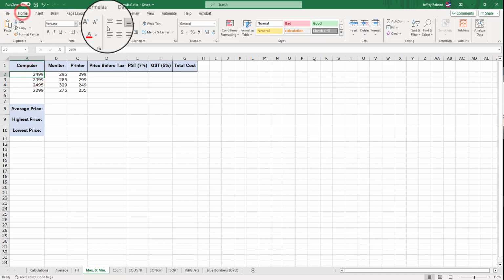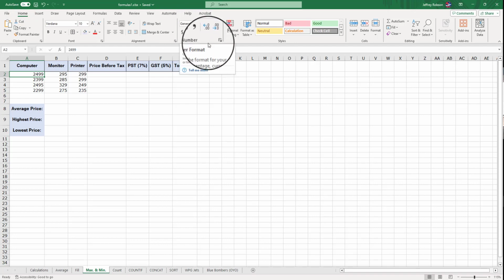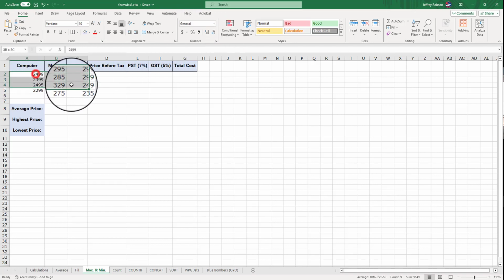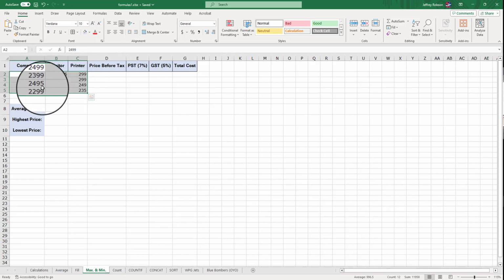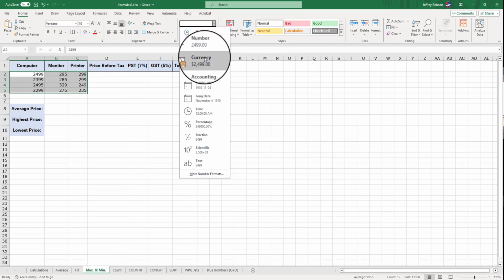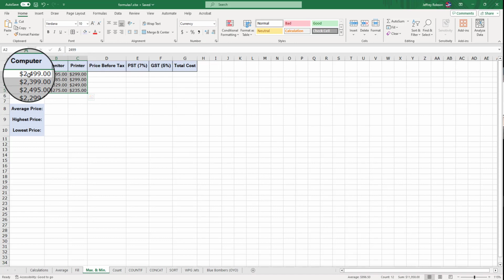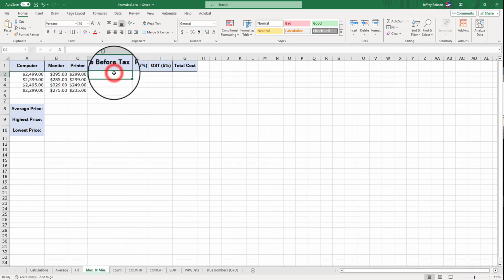But if we go to home, again, we have this general up here, which these cells are just formatted as like normal stuff. But those are supposed to be dollar amounts. So to change that, you can just go and put this in currency right there. So if we change that to currency, it'll add the dollar sign and the decimal points and make that look like money. That looks a lot better.